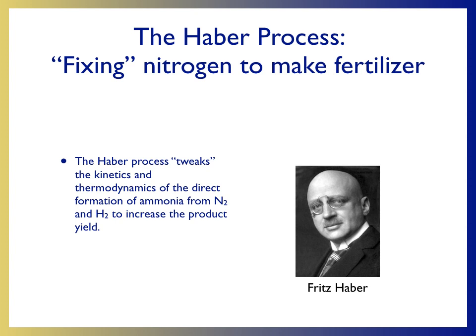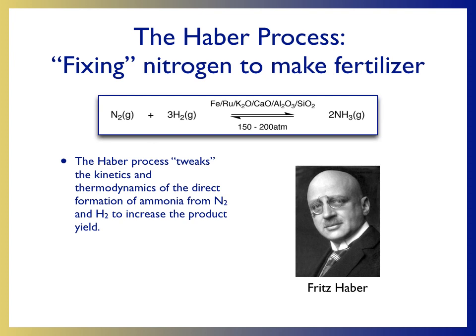The Haber process uses different tweaks to control the kinetics and thermodynamics of the reaction between nitrogen and hydrogen to make ammonia, in order to make the process yield more product. Let's take a look at those kinetic and thermodynamic tweaks. Let's first look at the kinetics.